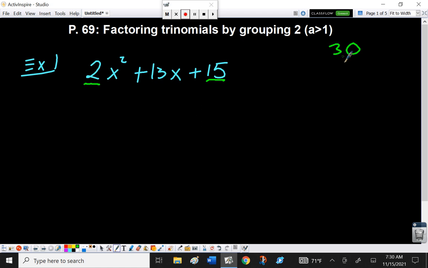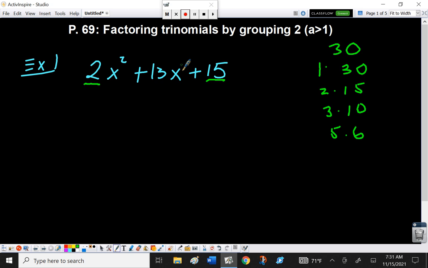Okay, so let's look at this. We've got 1 and 30, 2 and 15, 3 and 10, 5 and 6, and pretty much that's it. Those are the whole numbers that will multiply to give us positive 30. Now, because these two signs are also positive, we're going to go ahead and just consider the positive values of these. All right, ladies and gentlemen.